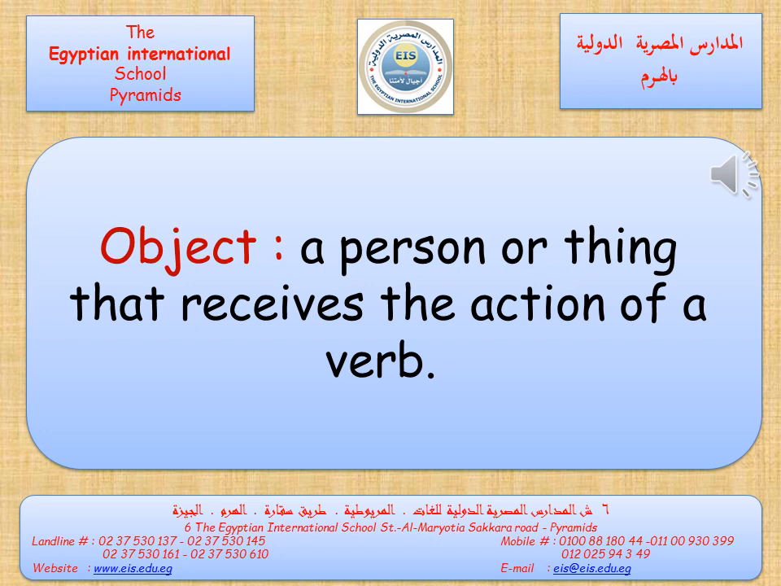Now let's move to the last part of any English sentence, which is object. Now, what is the object? I will tell you guys. Object is a person or thing that receives the action of a verb. What does this mean? I'll give you an English sentence and tell you where the subject, verb and object are.